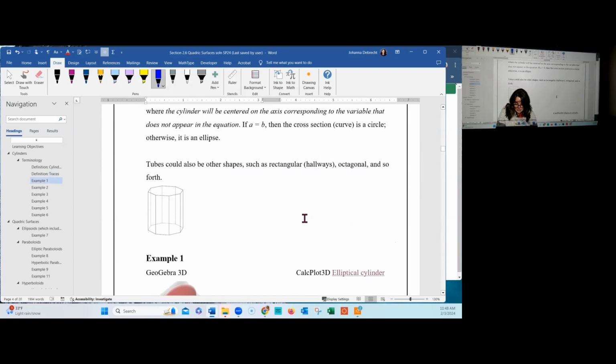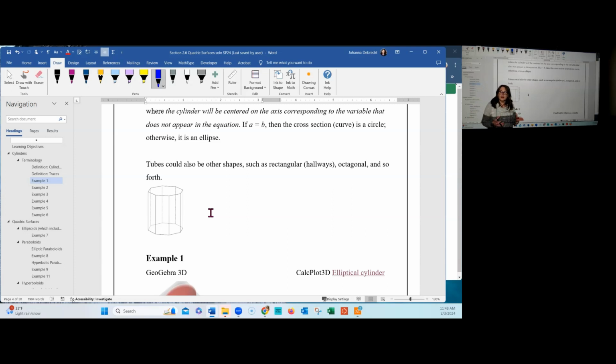Now, if we look at this one, note that the tube could be other shapes. It's still considered closed. They could be octagonal, which is what we have right here. We have an octagonal cylinder where the base shape is an octagon, and then it's pulled along rulings, in this case, parallel to the z-axis.